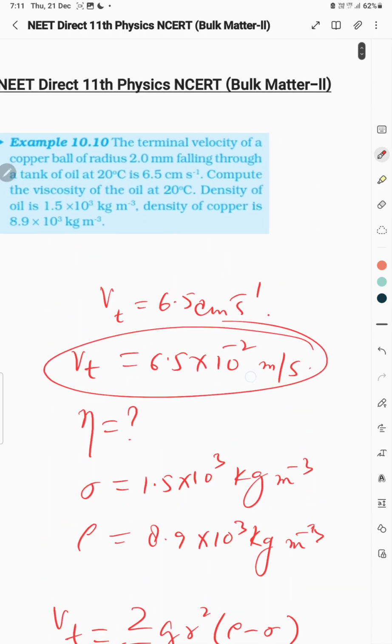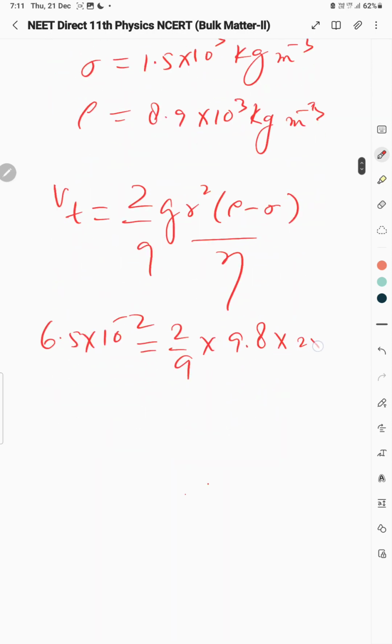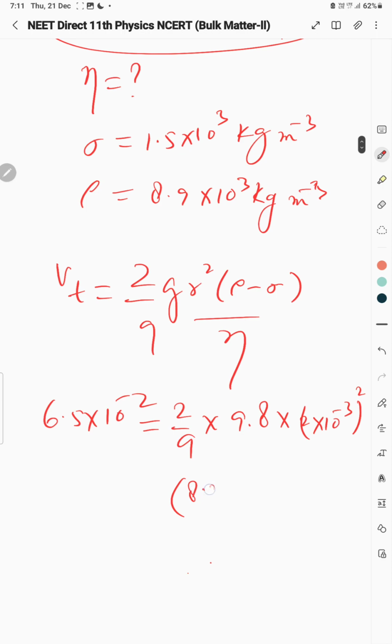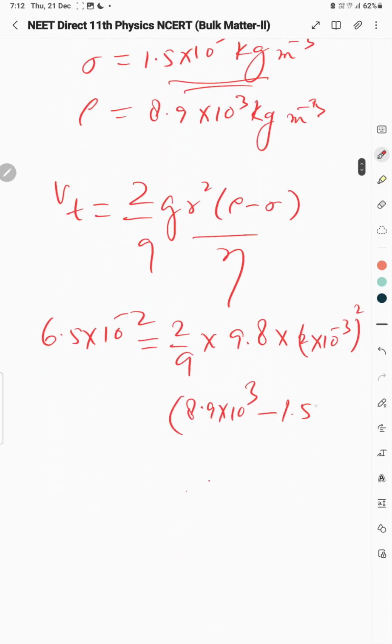As you can see, the radius is 2 millimeter, it's given here, and this 2 is millimeter, squared. Then you have sigma and rho: 8.9 × 10^3 minus 1.5 × 10^3, divided by eta. That is something we have to find out.